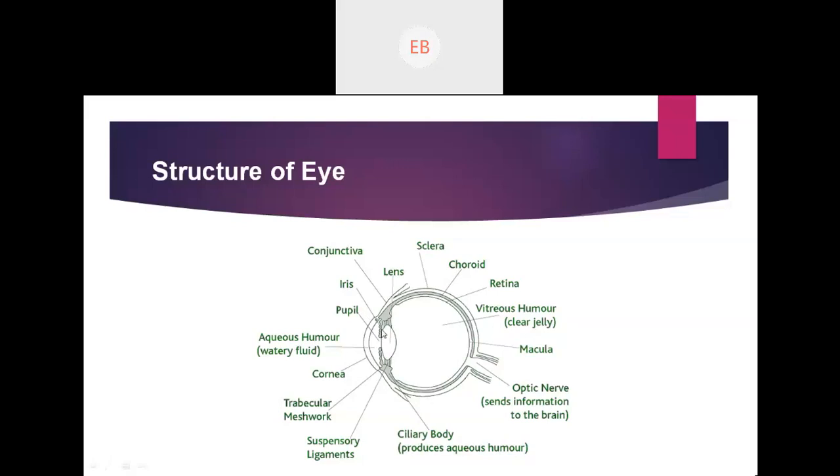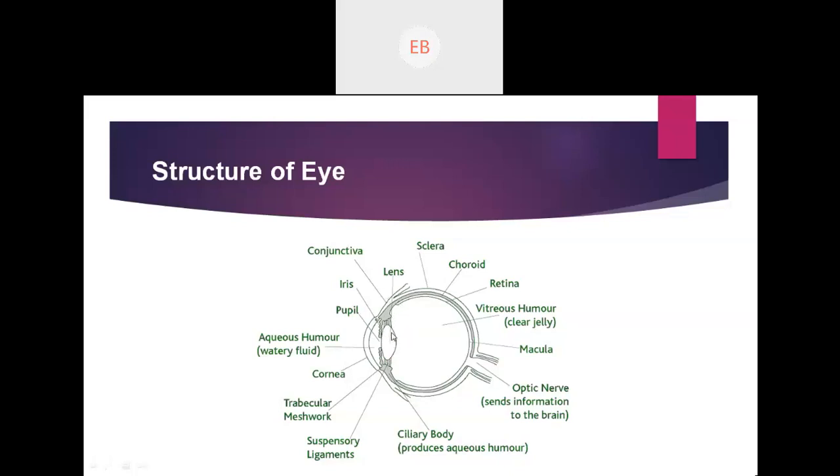Then the center opening of the iris is known as the pupil, P-U-P-I-L. The pupil is about 2 to 8 millimeters in diameter. The front of the iris is filled with visible pigments, and in the back it contains black pigments.